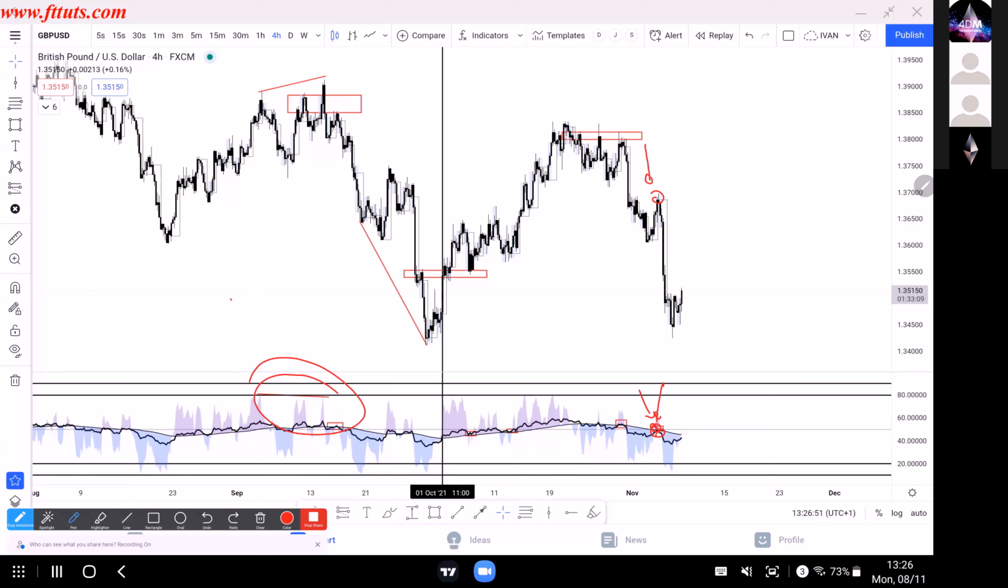You need to see two confirmations. For me personally, you need to see divergence plus squeeze. You need to see crossover plus squeeze. You can see demand level tapping in plus squeeze, even though I personally do prefer divergence plus squeeze as the most powerful one.